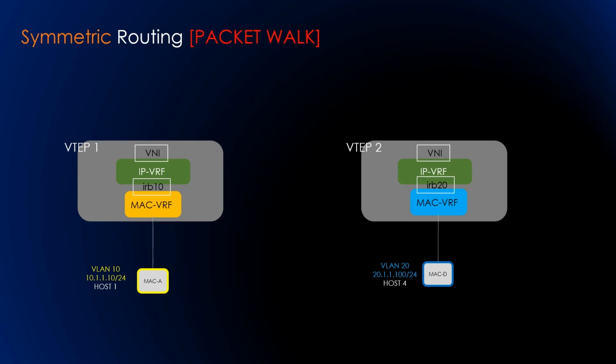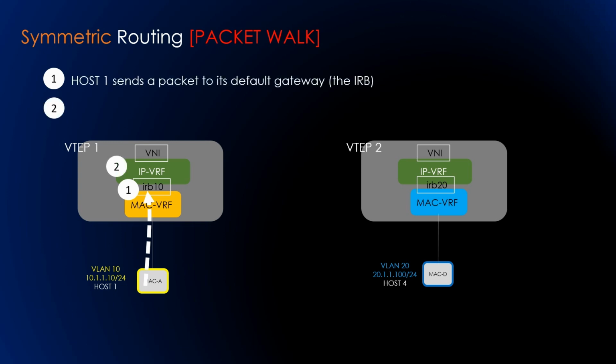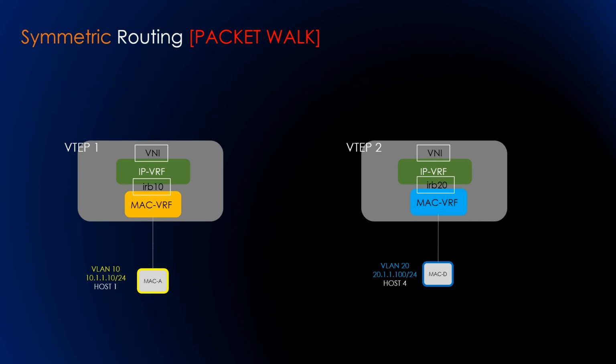Now let us see the packet walk between the two VTEPs, from host 1 to host 4, from VTEP 1 to VTEP 2. Host 1 sends a packet towards the default gateway, the IRB interface MAC address. When the IRB interface receives the packet, a lookup on the destination IP is performed in the IP VRF. The lookup returns the destination VTEP, the VNI, and the destination leaf system MAC address. Let's go through the packet walk in order to understand more about symmetric routing.